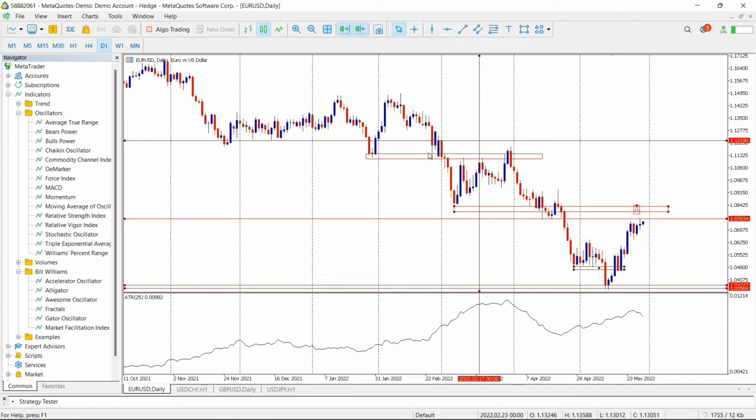You can see that around this level, this is a very clear level where price broke and retested a number of times. So clearly I was expecting price to push down. That's why I took this trade. So this is one example of how to use the average true range to set your stop loss.